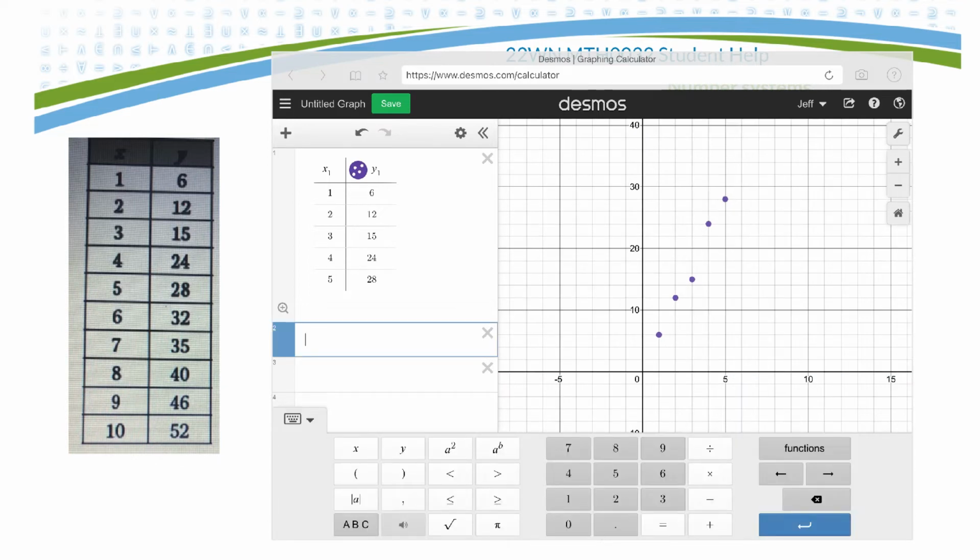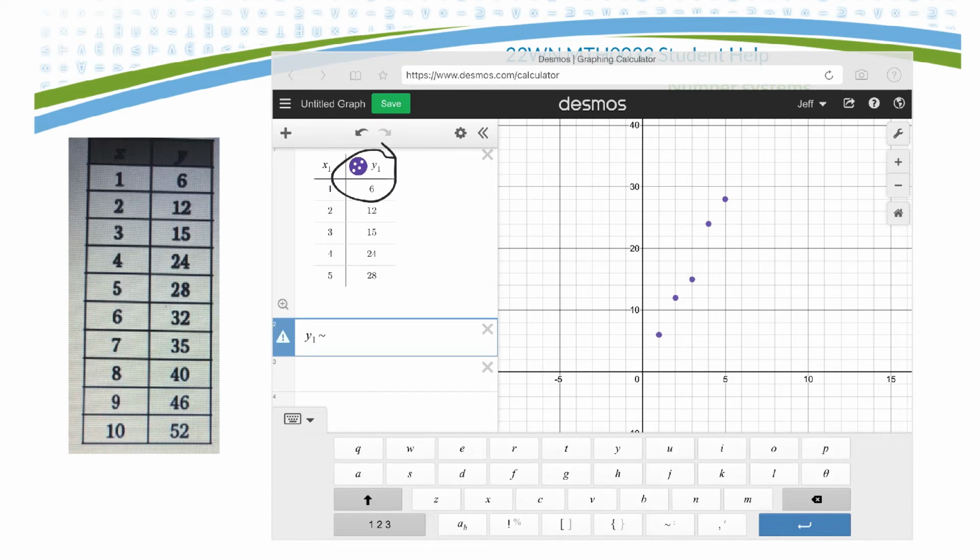So if I want to say, well, what kind of line would go through there, then down here I can ask DESMOS to figure that out. So the way you do it is put a y and then a 1, and that refers to the y1 up here. And then if we think it's a linear function, then I write a linear function. Now, instead of putting an equals here, to tell DESMOS that you want it to do the linear regression, you put a tilde sign.